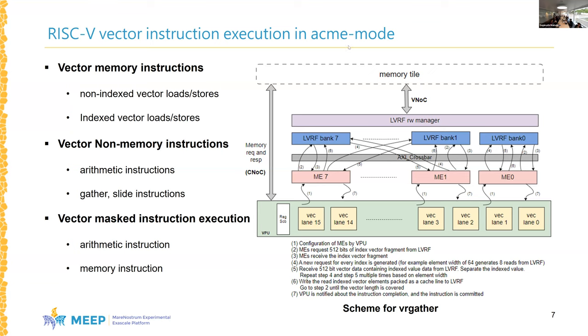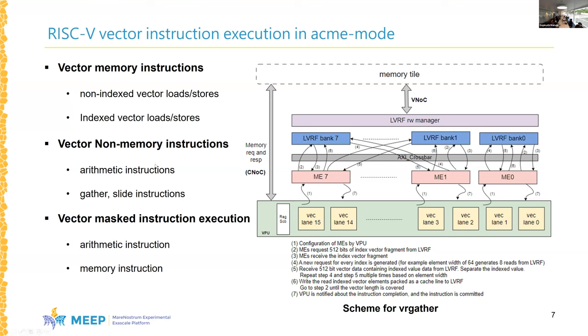And the LVRF receives it. There is an LVRF read write manager here. It writes to the LVRF and then sends a response saying that the write is done. And then the memory tile responds back to the VPU saying that yes, the operation is done. And once the VPU receives it, it updates the register scoreboard, where it says that the register is available in the LVRF. Now we can go ahead with other instructions which are dependent on this register.